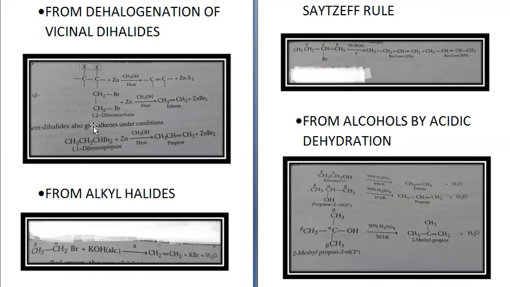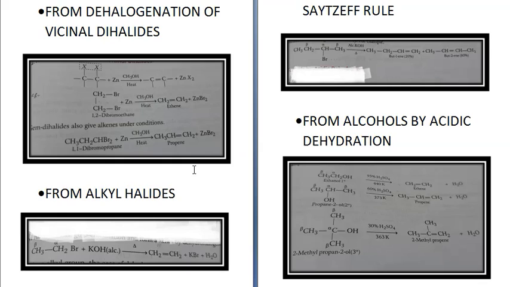Gem dihalides also give alkenes under similar conditions. Example, CH3, CH2, CHBr2. This is 1,1-dibromopropane plus zinc. In presence of methyl alcohol and heat, it gives you CH3, CH double bond CH2, that is propene plus ZnBr2. Okay, so this is the second method of preparation of alkenes.